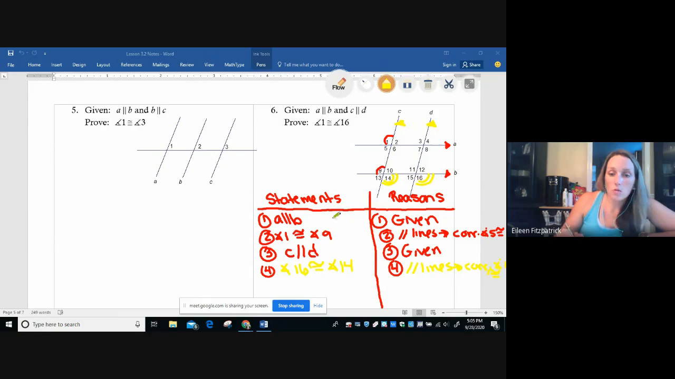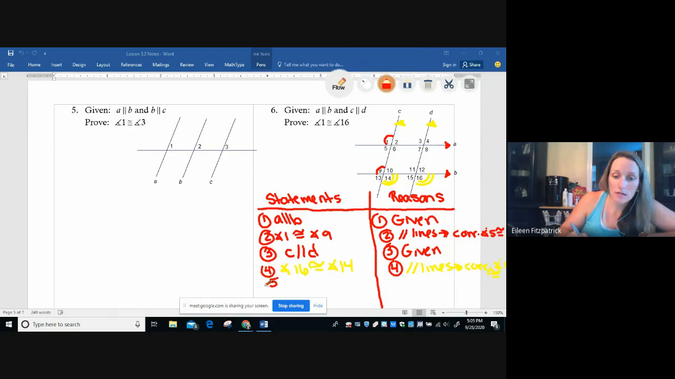Okay, so I can't connect them yet because 1, 9, 16, and 14 have nothing in common, but let's go back to the diagram and see if there's anything else now that I can figure out. I'm trying to go back to red. What's the relationship between 9 and 14? They're congruent because they're vertical angles.